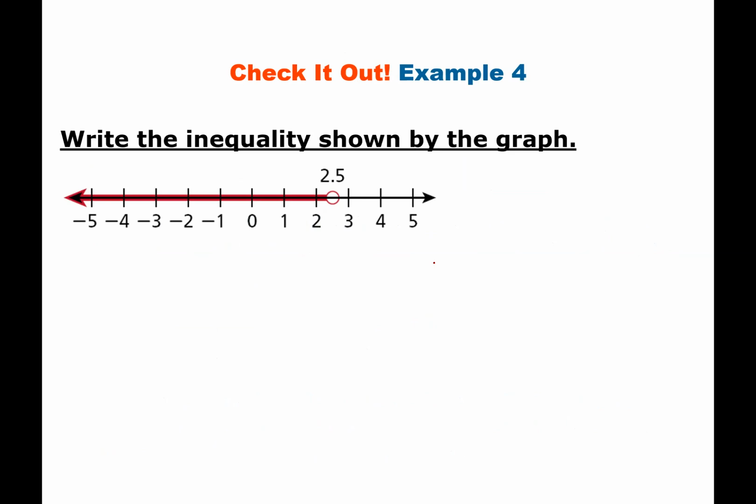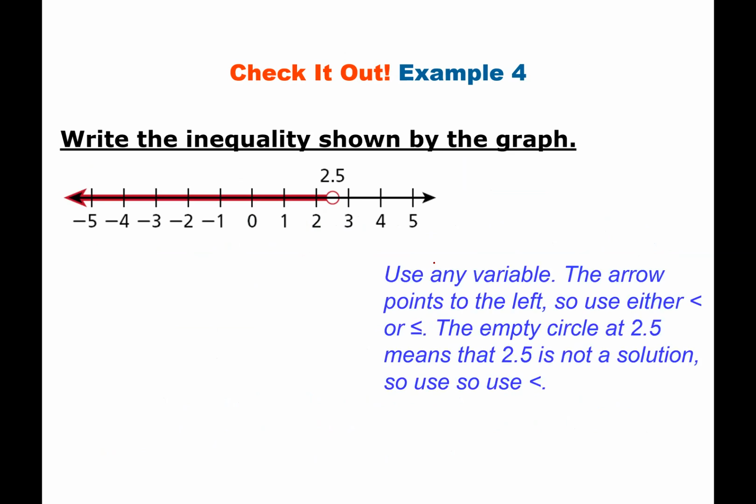Okay, put any variable. The arrow goes to the left, therefore we can use less than or equal to. The circle is empty, which means it is only less than. So x is less than 2.5. Perfect. Next.